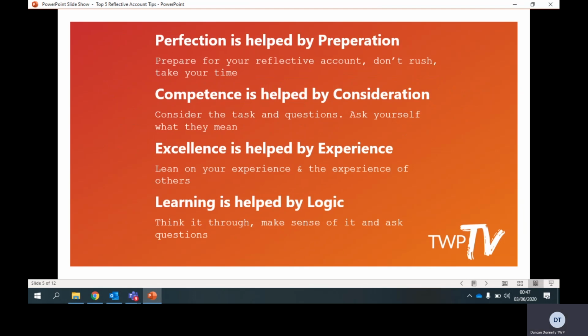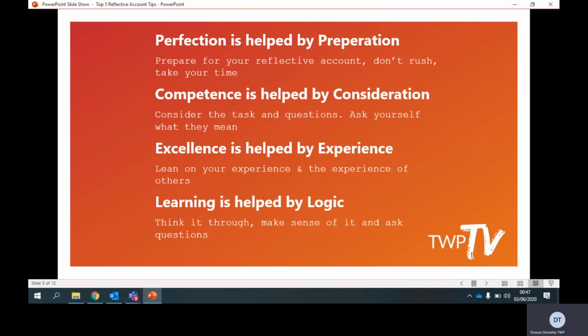Just four statements here, and I want you to use these as a basis for producing your reflective accounts. Okay, so perfection's helped by preparation. Prepare for your reflective account. Don't rush it. Take your time. Really important. Too many students rush into reflective accounts and put them in before they're ready, which means that they just ultimately get sent back.